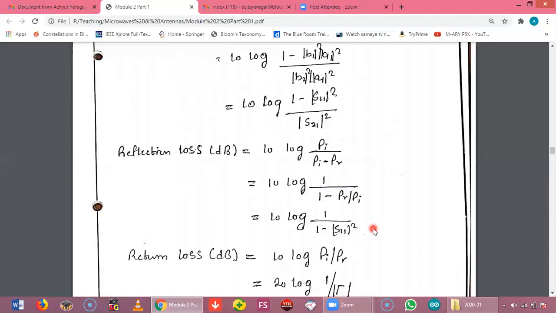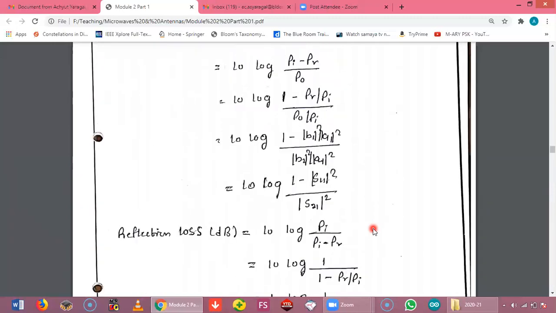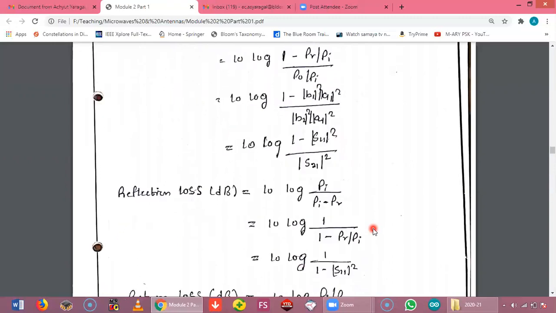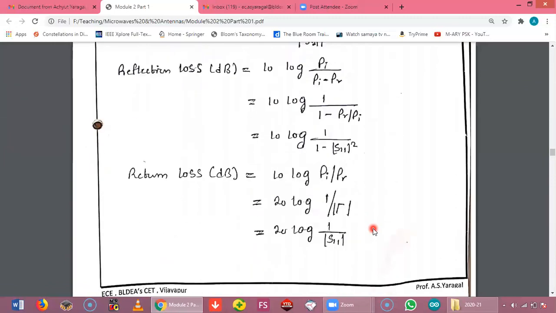Then we have understood the losses. There are four types of losses: insertion loss, transmission loss, reflection loss and return loss. All these losses have to be represented in terms of the S parameters. The further topics I will cover in the next video.